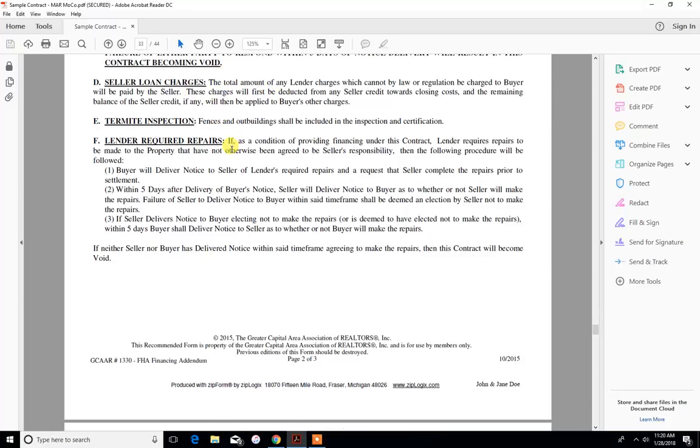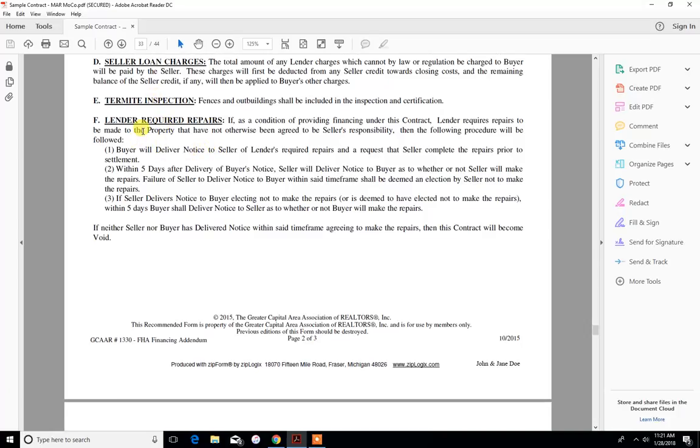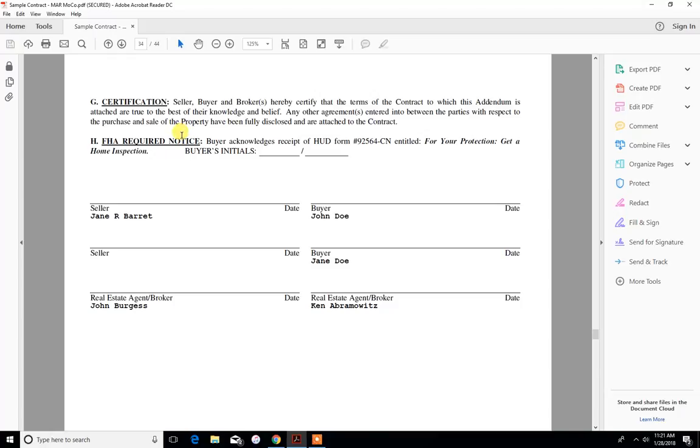Termite inspection. Now with FHA, this is important. Fences and sheds, an outbuilding, anything like that are going to be included. So when you do an FHA, if somebody's got a shed that's falling apart, FHA is going to flag that. Conventional won't. Lender required repairs: if FHA sees a shed that's fallen apart and says fix it, and the seller doesn't fix it, then you can't get the loan and you're out of the deal on the financing contingency. There is a document, which I'll show you later, for your protection: get a home inspection. You give that to them and have them initial it.